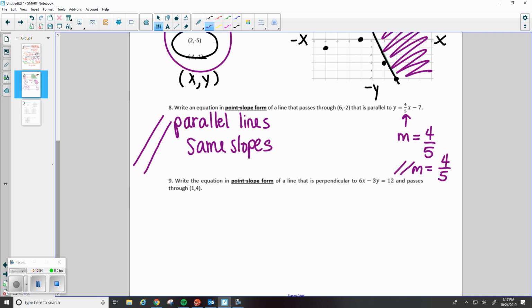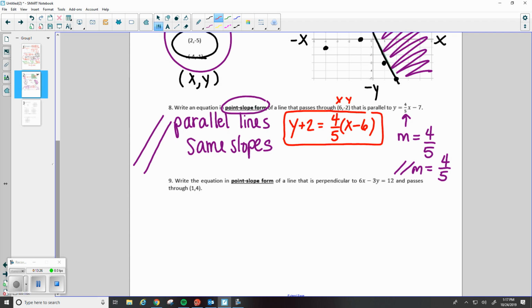I want to use point slope formula, so that's the one with the y minus y1 and x minus x1. So I'm going to plug these things in. Remember, this is my x value, my y value. Those things will be opposite. So the y value is -2. When I put it in the equation, it becomes +2. The slope was 4/5. And this is x, again, I'll take the opposite, -6. So there is my answer in point slope form for that line.